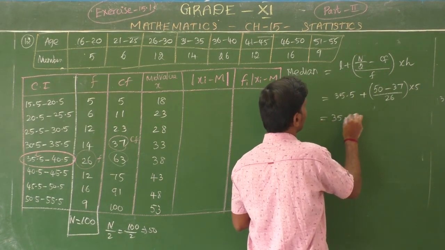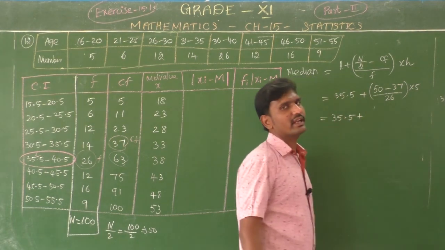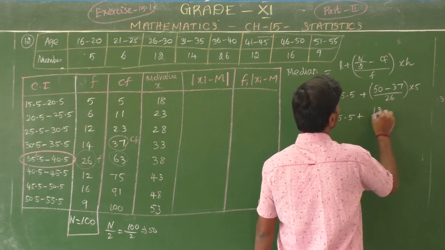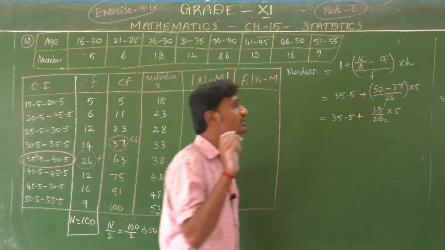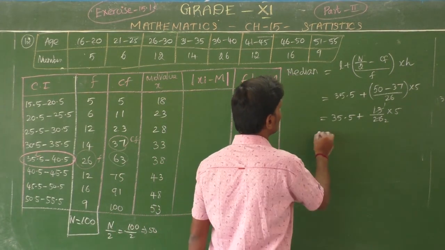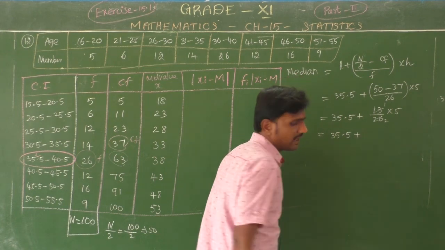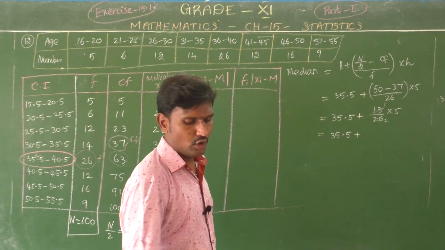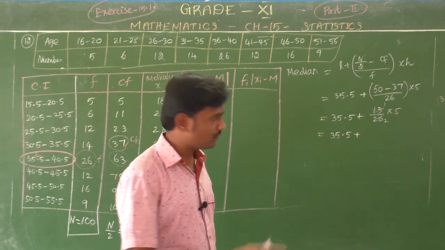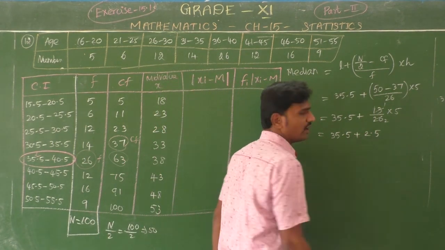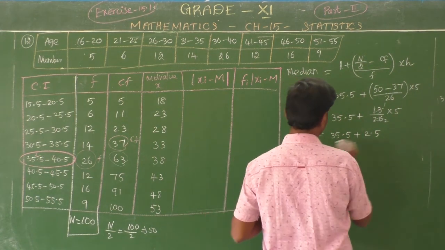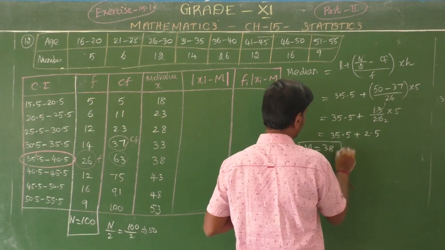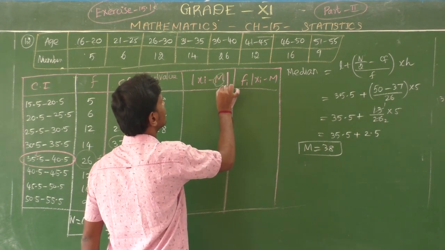Now 50 minus 37 is 13, so 13 by 26 into 5. 1 13 is 13, 2 13s are 26, so it is 1 by 2 into 5, which is 2.5. It is very simple work. 35.5 plus 2.5 is 38. That's all. So what is the median? 38. Here M is 38.